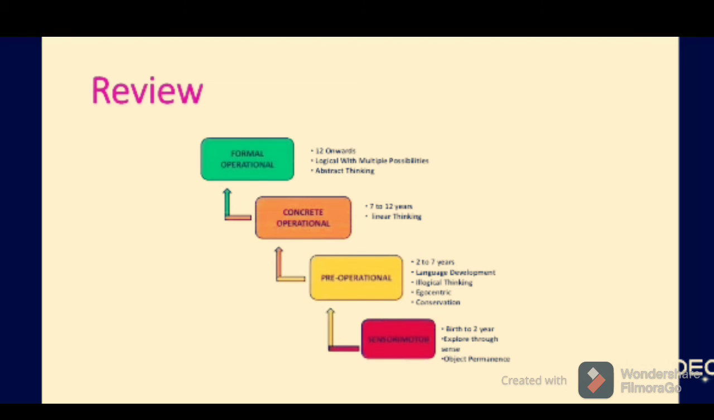Now, we have a quick review of the topic. In the sensorimotor stage, the child explores through senses. Object permanence occurs. In the pre-operational stage, language is developed. The child thinks illogically. Egocentrism and conservation occur. In the concrete operational stage, the child thinks logically. Reversibility and decentration occur. In the formal operational stage, the child thinks abstractly and thinks logically with multiple possibilities.